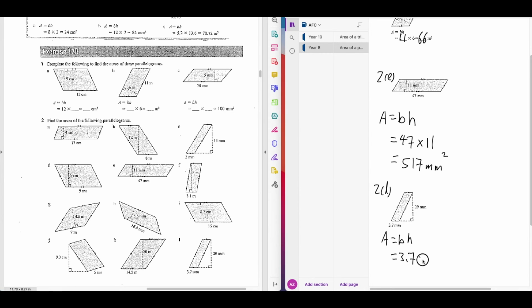So multiply them out in your calculator. What you should get is 107.3 millimeters squared.